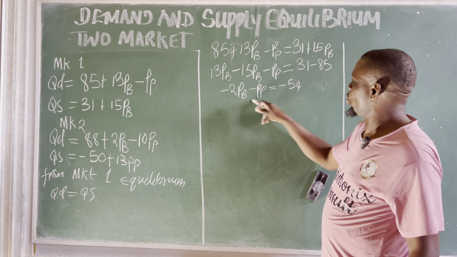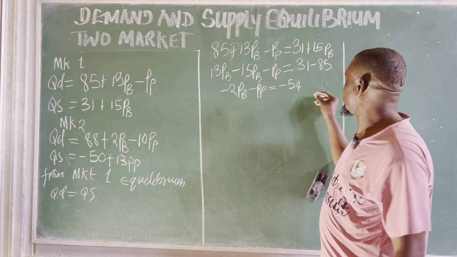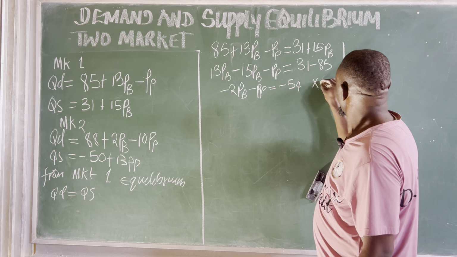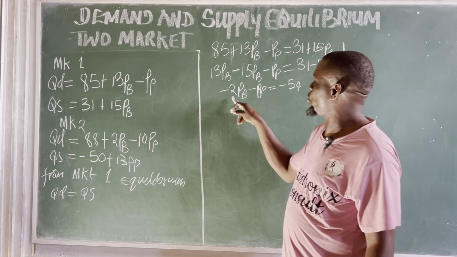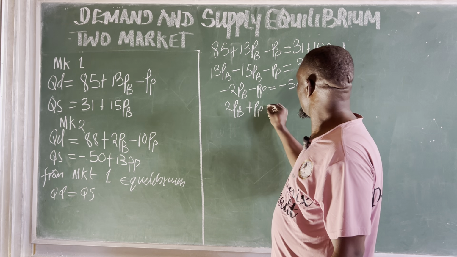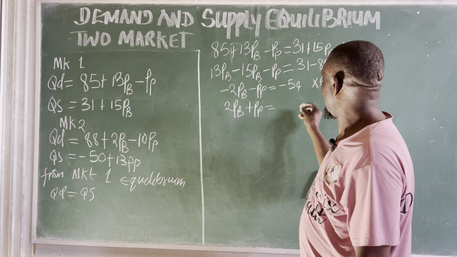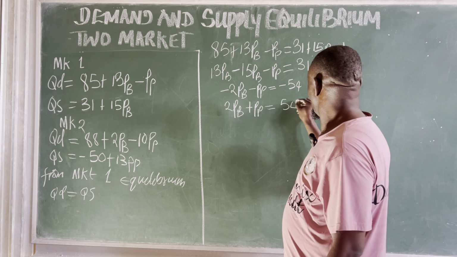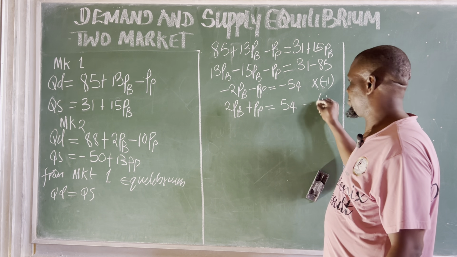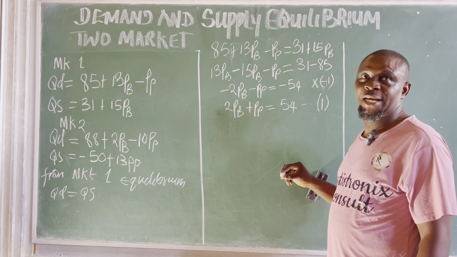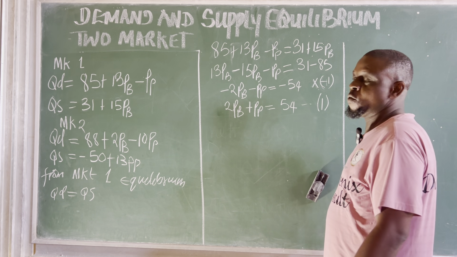So we can multiply the whole of this equation by minus 1, so that minus 1 times this will be 2 price of beef, minus 1 times this will be plus price of pork, is equal to minus 1 times minus 54, which will be 54. The whole of that we want to call our equation 1. So from the first market, we have been able to get equation 1.